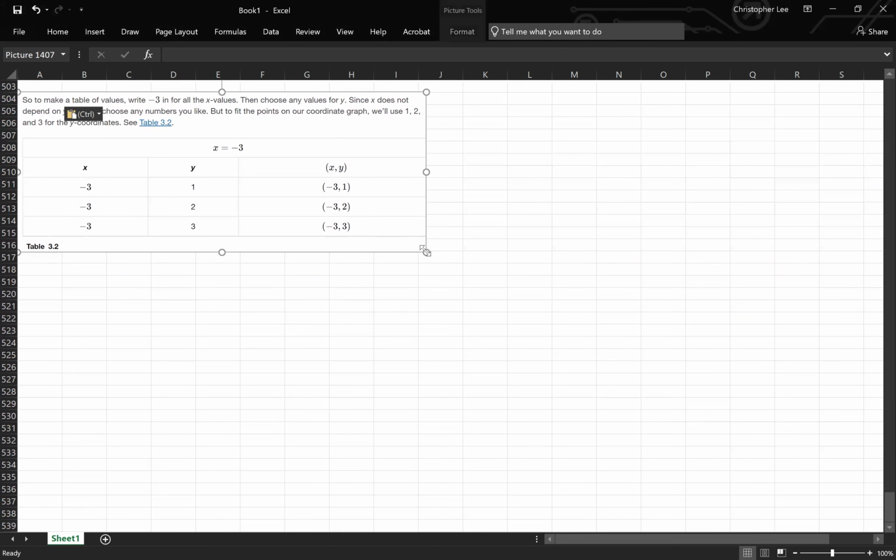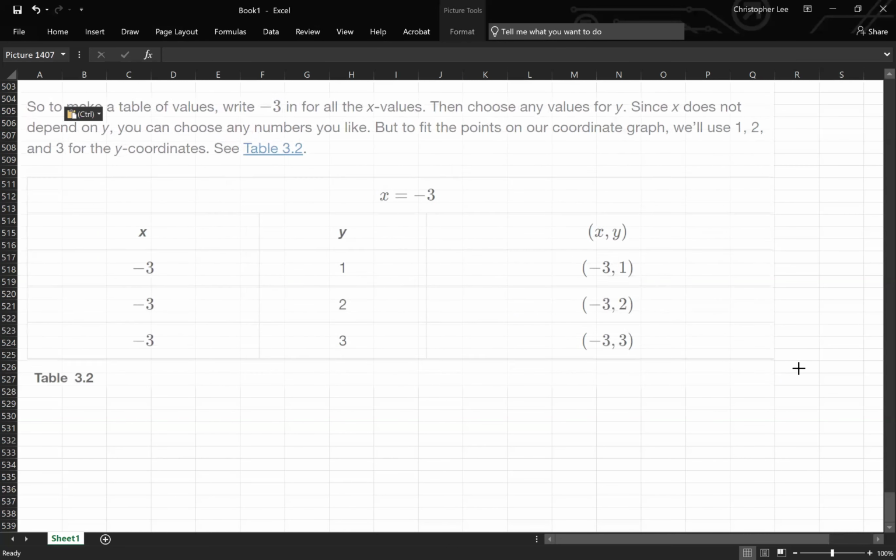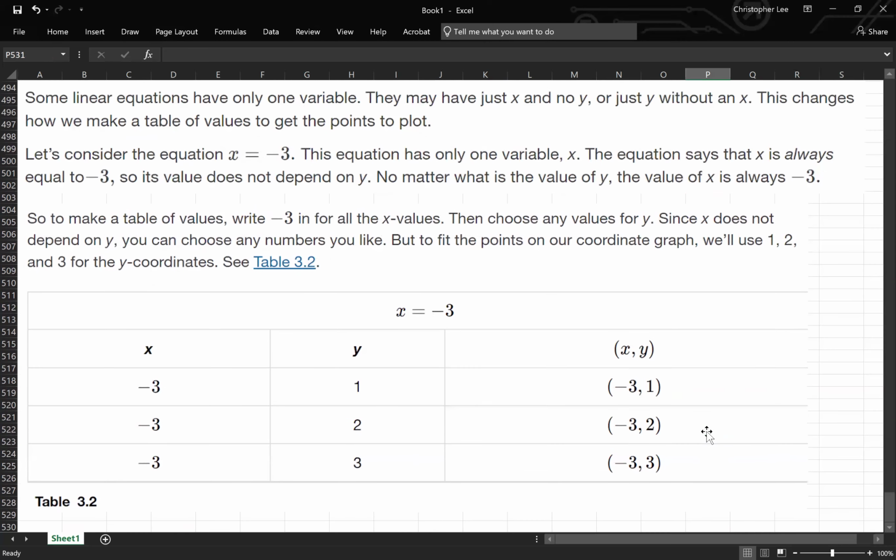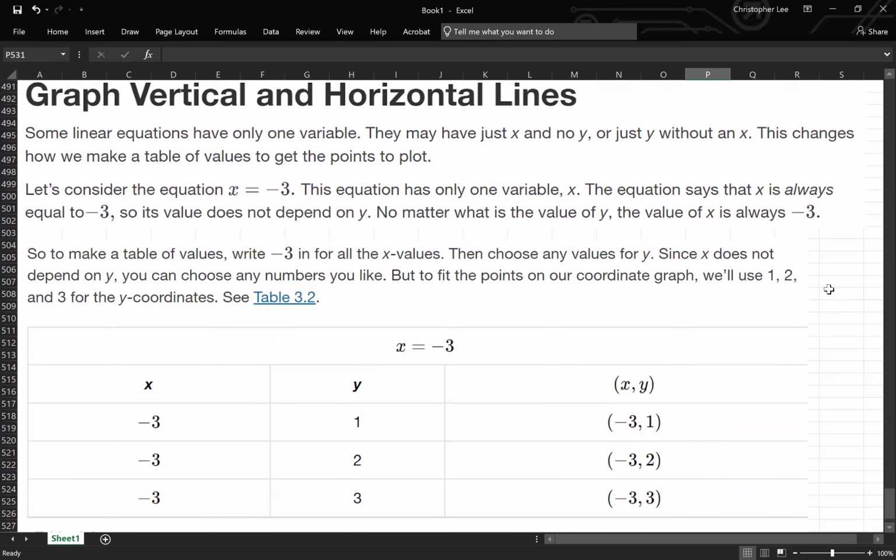The secret is to make your table of values and then you're good to go. That's the secret, right? To make a table of values, you write -3 for all of the X values. Then choose any value of Y. Since X does not depend on Y, you can choose any numbers you like. But to fit the points on a coordinate graph, we'll use 1, 2, and 3, right?